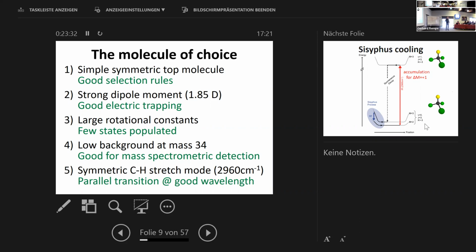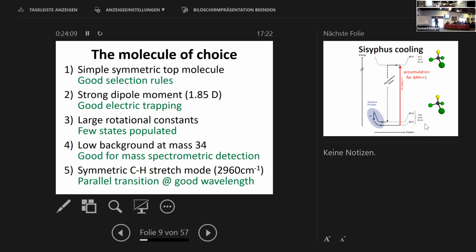Then there is something else. We detect these molecules typically by mass spectrometry. This molecule has a mass of 34, and at mass 34 there's a low background. We have very sensitive, almost background-free detection of molecules in our experiment. So it is good for mass spectrometry detection. And then it has a symmetric CH stretch mode at about 3000 wave numbers, which is 3.3 micrometers. So the optical transition has a wavelength of 3.3 micrometers.